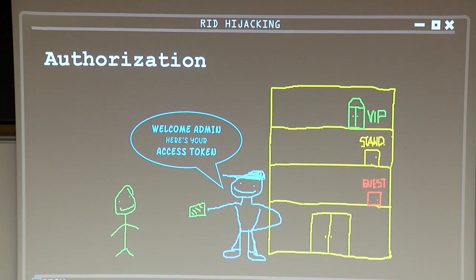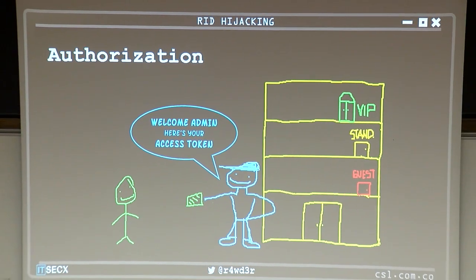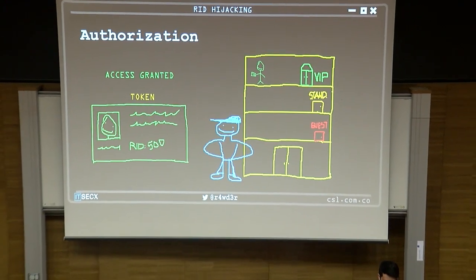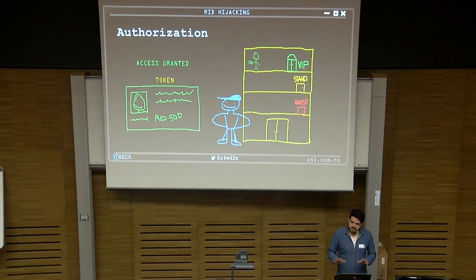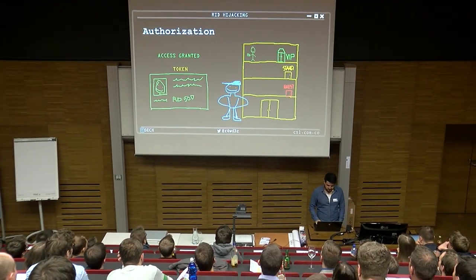And then let's say that the user gets the access card, and he can get, in this case, into the VIP zone with his own access token. Cool. Pretty simple.